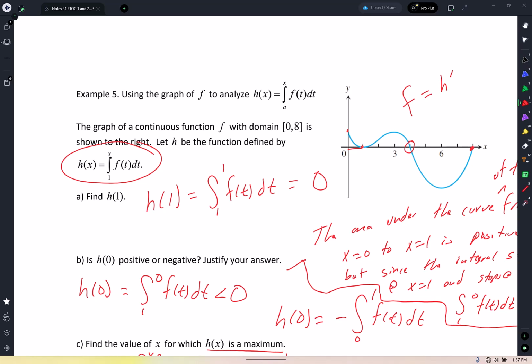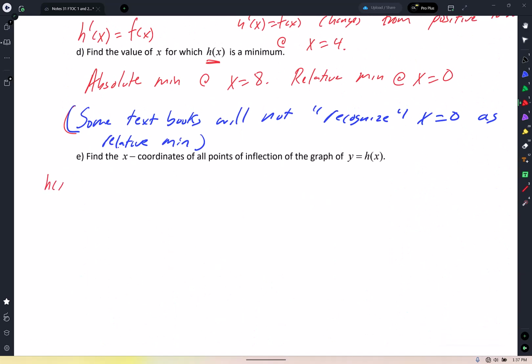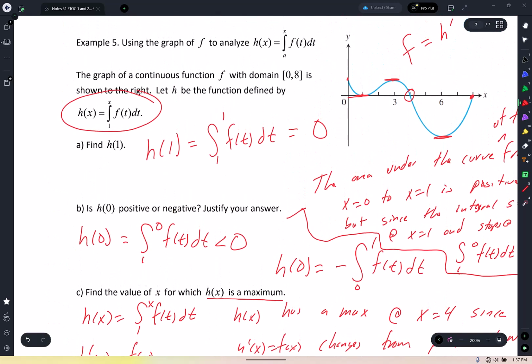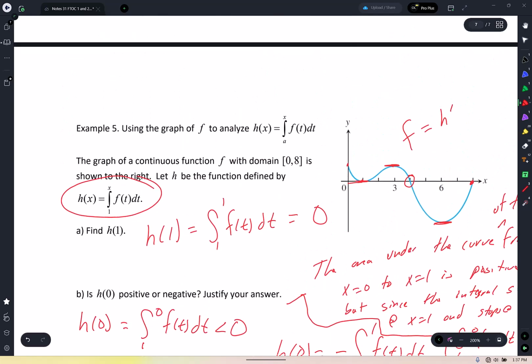Yes, this is the graph we have. Remember, a point of inflection happens when the second derivative changes signs. I don't have the second derivative, well, not directly, but I have h prime. Wherever h prime has an extrema, I have a point of inflection. So I'm going to write h of x has points of inflection at x equals, what's my first one? 1, 3, and 6. Yep.